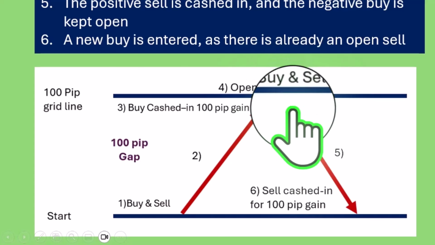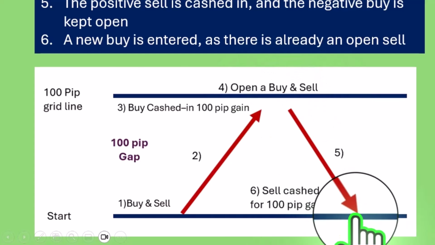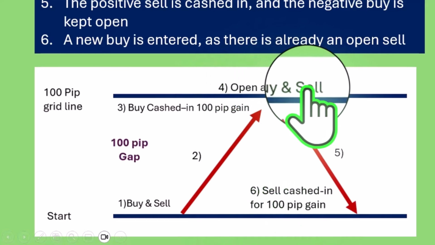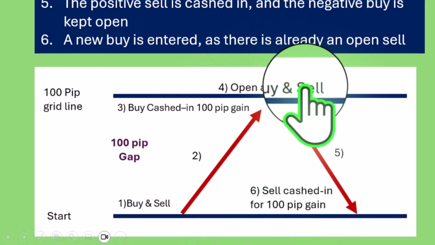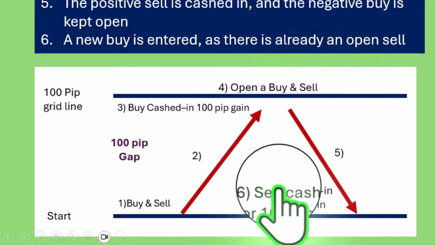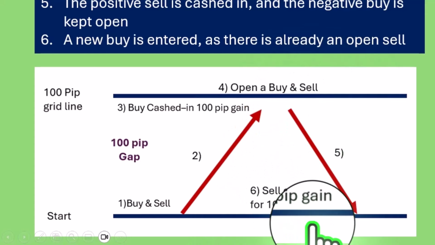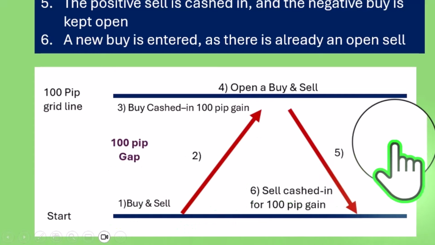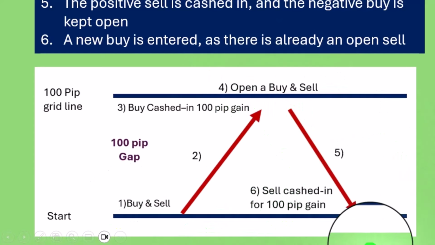Let's say the price then moves back down to the starting point, that's level 0.5. You would then cash in the sell that's over there for a 100 pip gain, and the price would be back there. So you're cashing in positive transactions, but you are letting negative transactions ride.